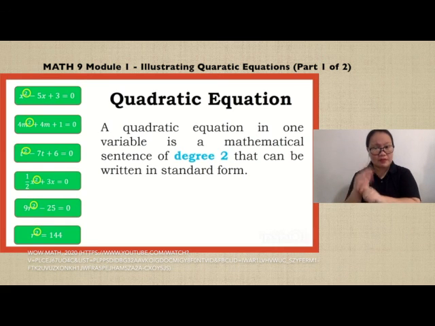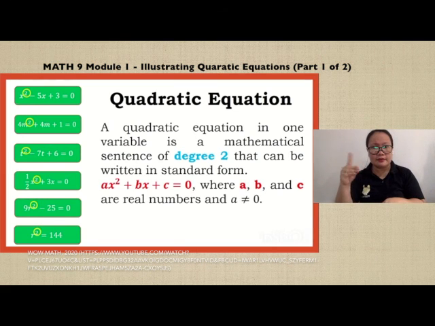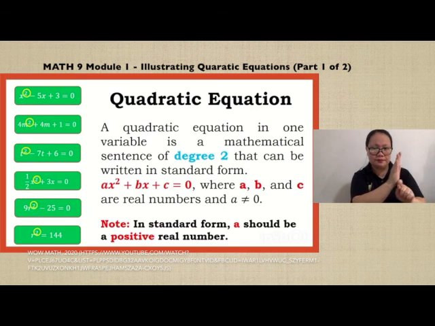Now, always remember that a quadratic equation can be written, pwede natin siyang isulat into standard form. Ano nga ba ang standard form? We have ax squared plus bx plus c equals 0, where a, b, and c are real numbers and a should not be equal to 0. Tatandaan natin na ang a natin ay dapat hindi siya mag-equal sa 0 or else magiging linear equation lamang ito. Note, in standard form, a should be a positive real number. Tatandaan natin yan.